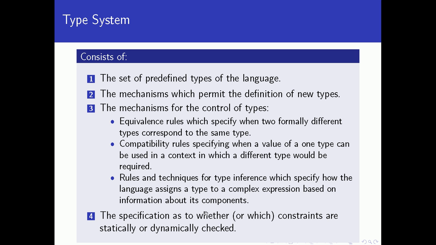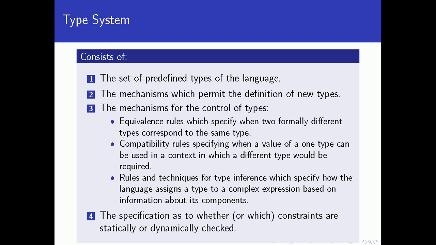And the fourth point here is an important one. The type system has to specify whether the constraints, the type constraints, are statically or dynamically checked. And notice that we are very often talking about these two terms, static or dynamic. We have been talking about static scope, dynamic scope. We have been talking about static chain pointer and dynamic chain pointer. And now we're talking about static checking, static type checking, or dynamic type checking.